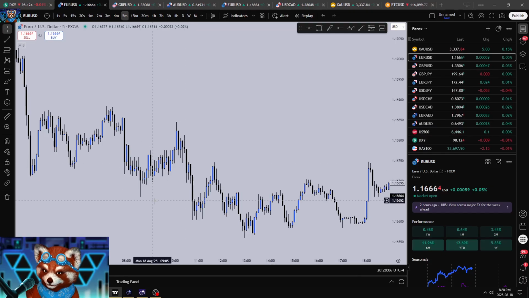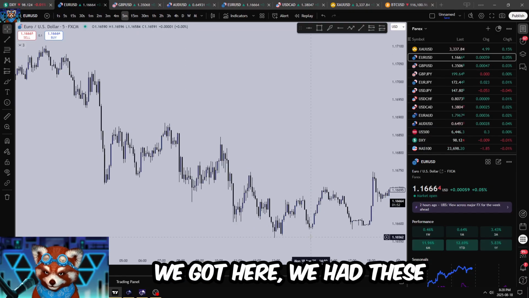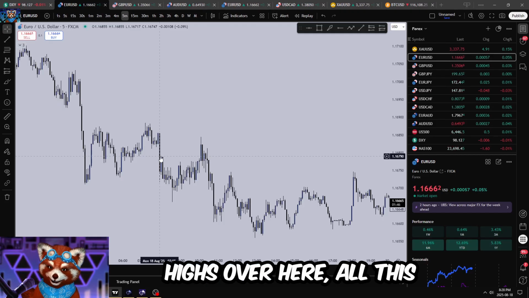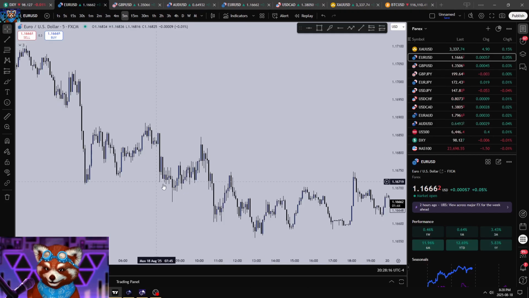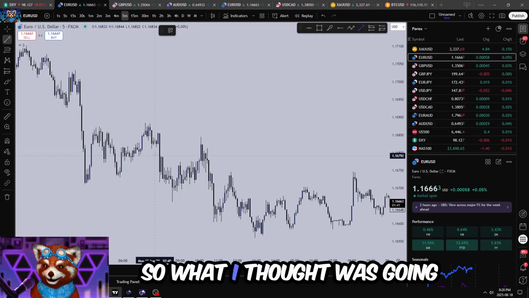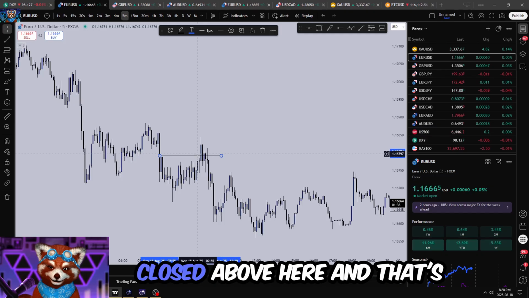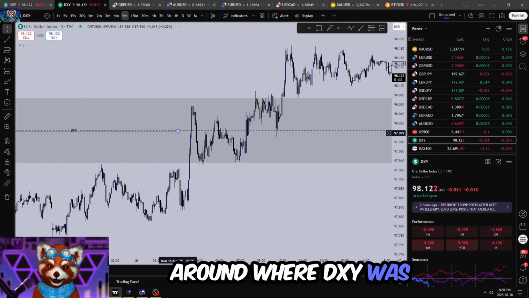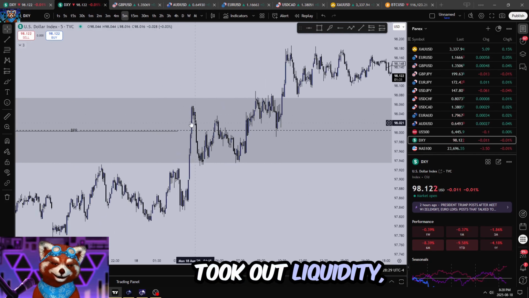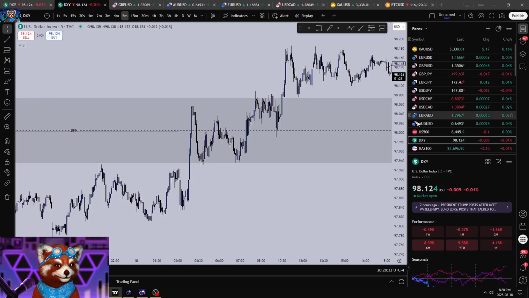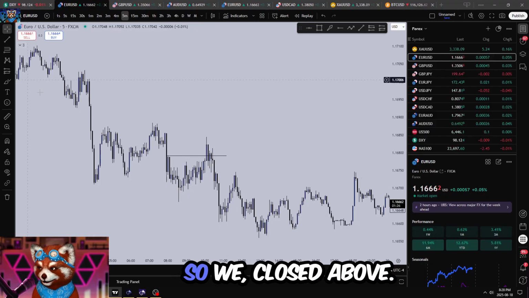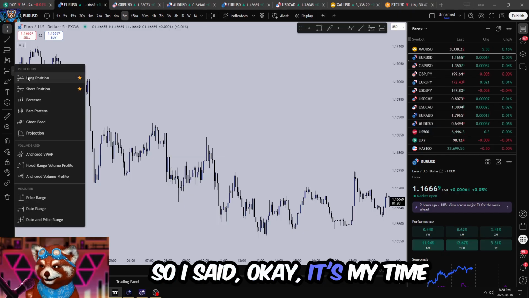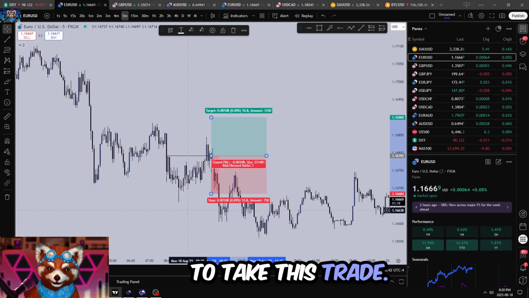Opened. We got here. We had these highs over here, all this liquidity over here. So what I thought was going to happen was once it closed above here, and that's around where DXY was taking out liquidity, I was like, okay, it took out liquidity. It's going to reverse. And it didn't do that. So we closed above, we retraced. So I said, okay, it's my time to take this trade.